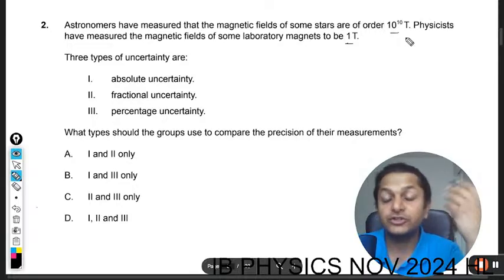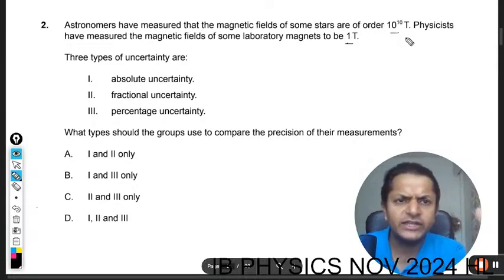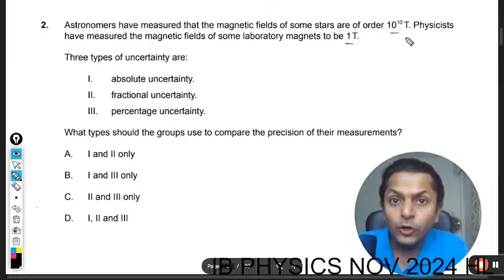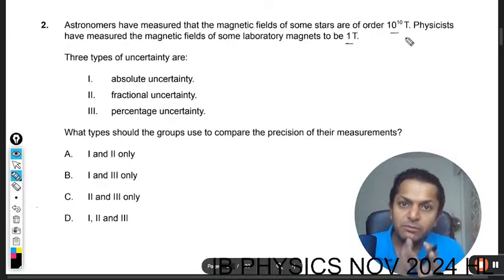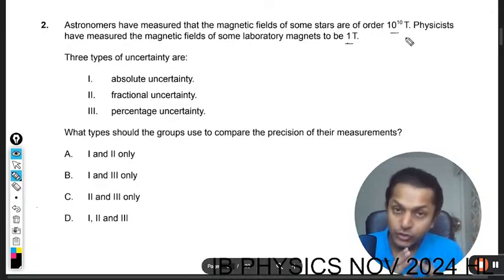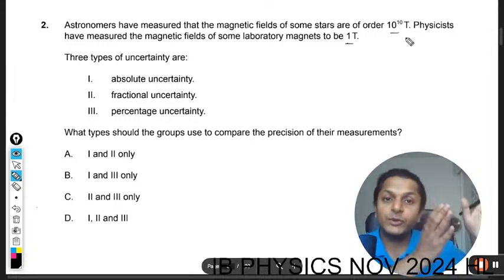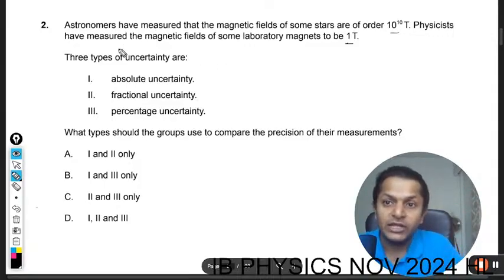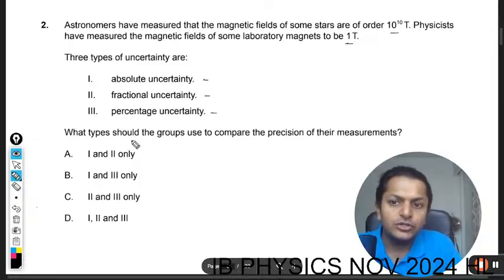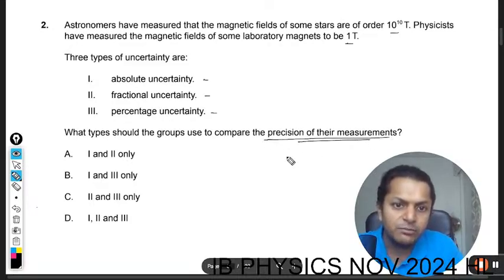One is the astronomical body, which is completely huge, like 10 raised to power 10 Tesla, and another is just one magnet in the laboratory. The magnetic field is of course very low, which is 1 Tesla. You are using the same instrument, but there is 1 Tesla here and 10 raised to power 10 Tesla for the astronomical body. Three types of uncertainties are given: absolute uncertainty, fractional, and percentage. What type should the group use to compare the precision of their measurement?